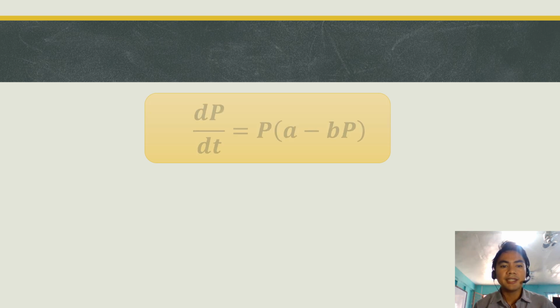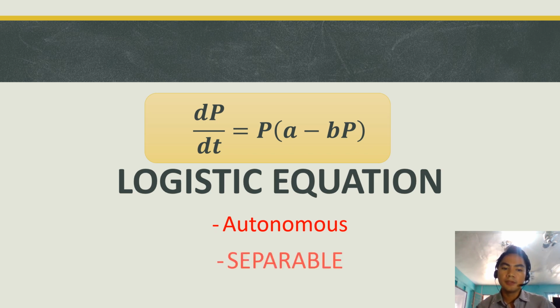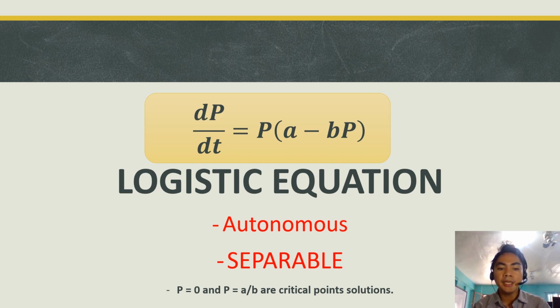This equation is what we call a logistic equation. So we have dP over dt is equal to P times the quantity a minus bP. This equation is autonomous, wherein the right side is a function of P only. So it is separable, and we can find the general solution by using separation of variables. The critical point solutions are P equal to 0 and P equal to a over b.